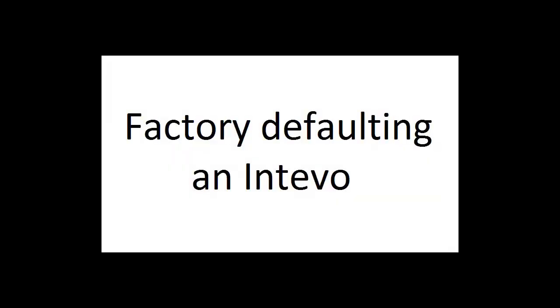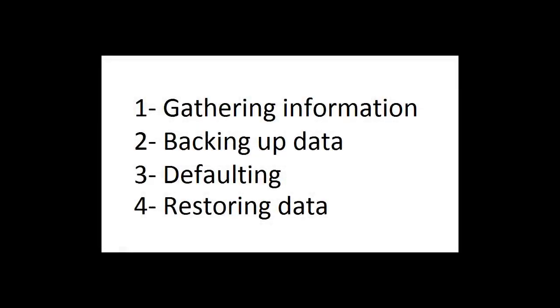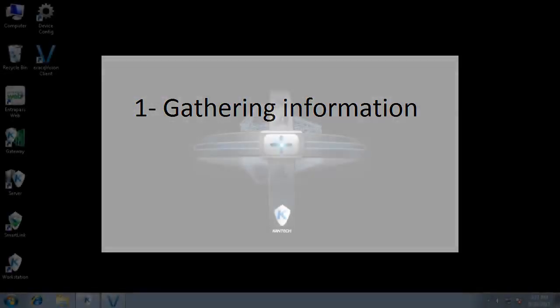Today we'll be looking at how to factory default an Intevo unit. First, you need to gather information, then back up your data, default the unit, and restore your data. Depending on the issue with the unit, you may not be able to get all the information, but try to gather as much information as possible.